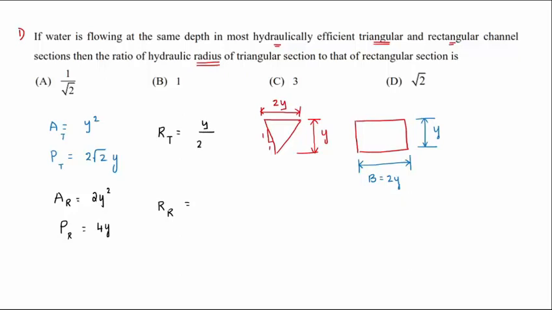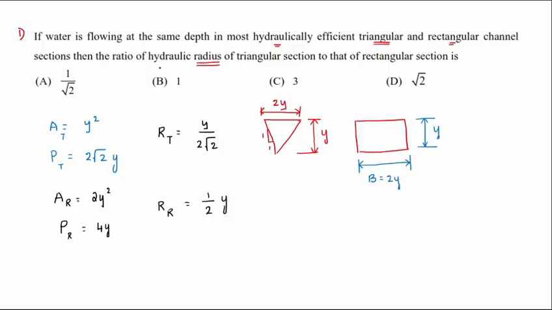So obviously we need the hydraulic radius of a triangular channel and the hydraulic radius of a rectangular channel, which will be y by 2 root 2. Why? Because if I divide this, y and y get cancelled and I remain with y by 2 root 2, and here it will be 1 by 2 y. Simply by seeing the screen itself, you can divide A by P, and you will get the triangular and rectangular hydraulic radius.